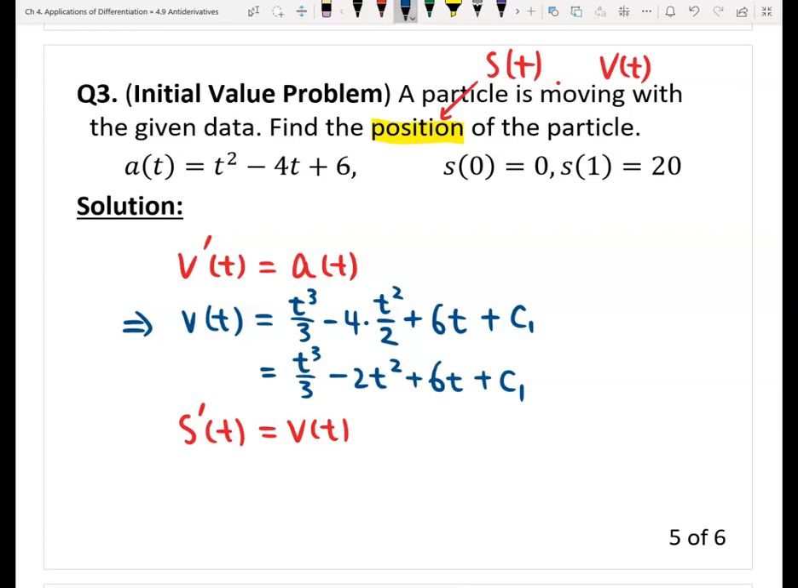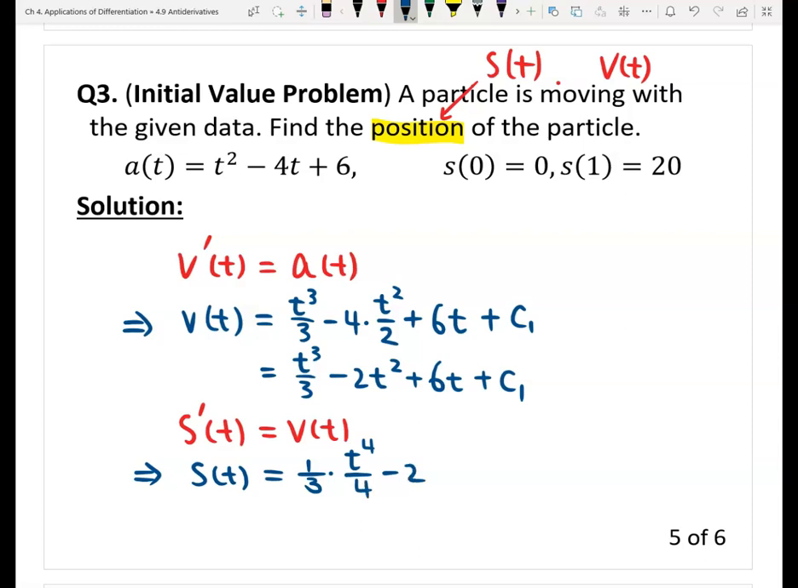Let me see. Now what do we do? We can find s, the antiderivative of v. We know v. Therefore, step by step, we're going to write. So 1/3 is a constant. Let me write 1/3 here times t raised to the power of 4. Antiderivative is going to increase the power by 1, over the new power.